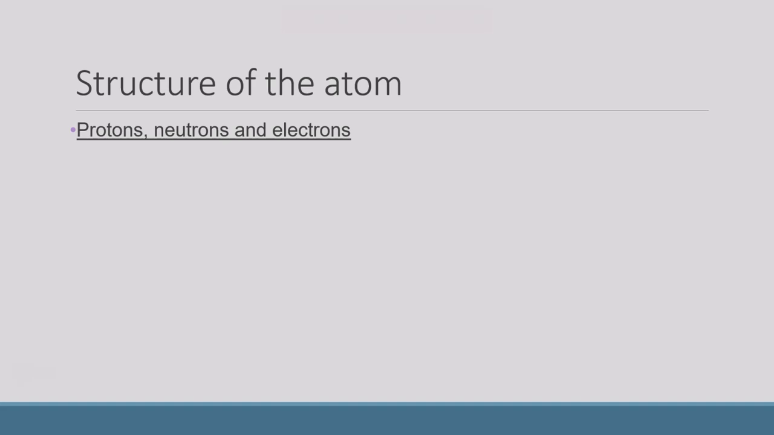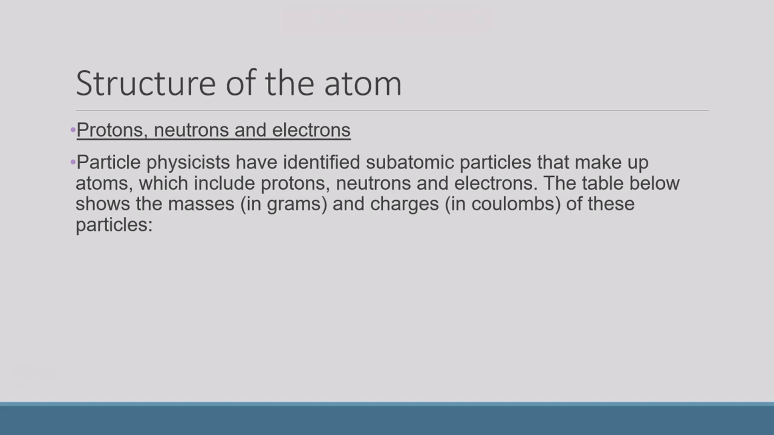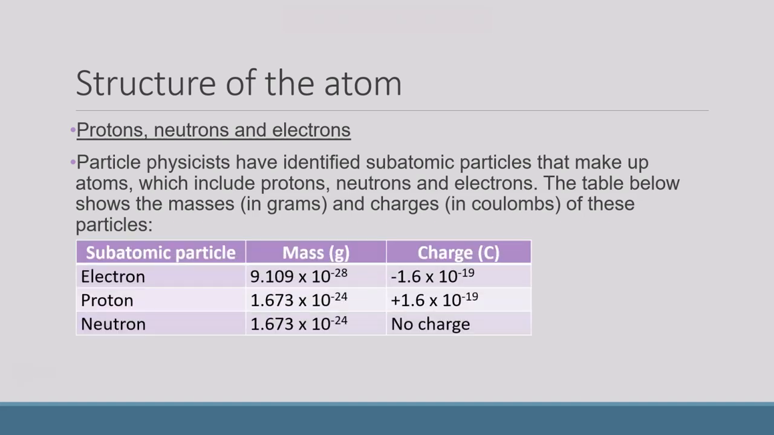An atom is made up of protons, neutrons, and electrons. Those are the 3 subatomic particles that make up atoms. This table shows us the mass in grams and the charge of each subatomic particle. What you're going to find is that the mass of a proton and a neutron is the same value. The mass of an electron is much, much smaller. We'll discuss that shortly, but this mass actually makes it negligible.